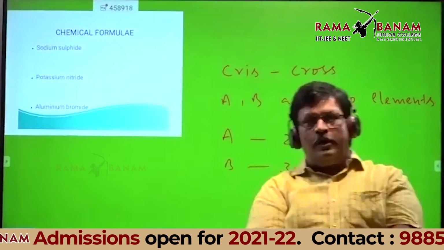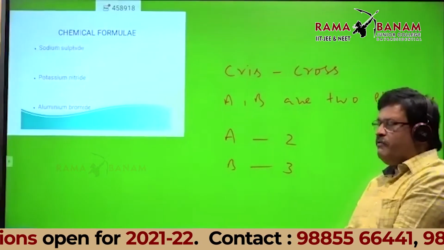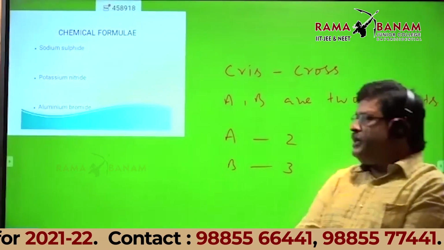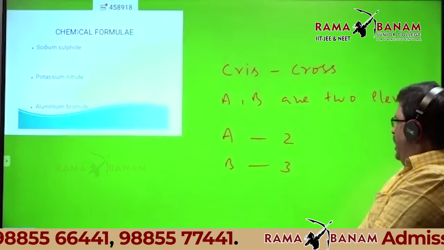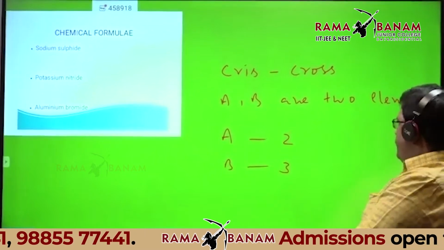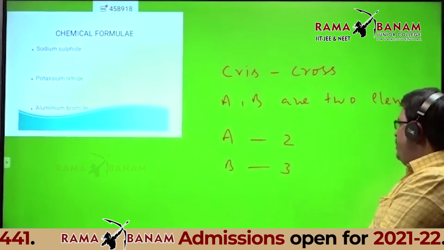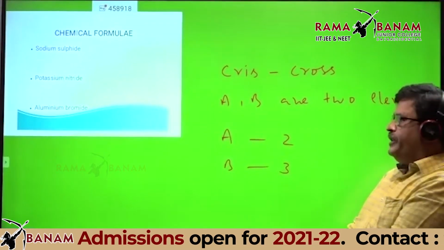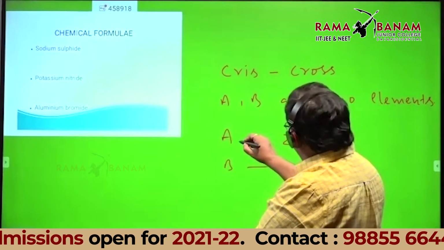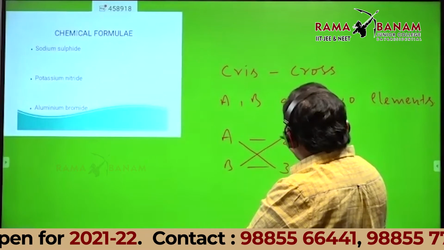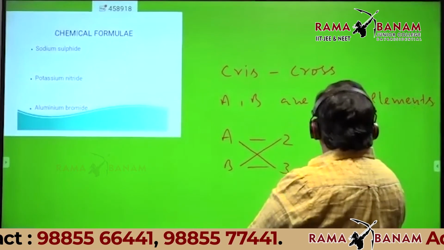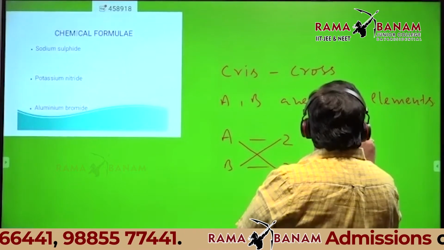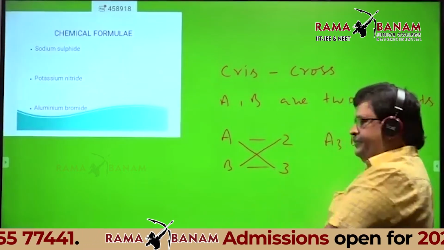In the last two classes, we discussed the valencies of elements, valencies of cations, valencies of anions. That is the reason. If the valencies of A and B are 2 and 3, then the name itself indicates crisscross. The formula of this compound is A3B2.